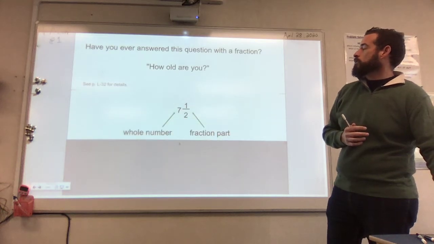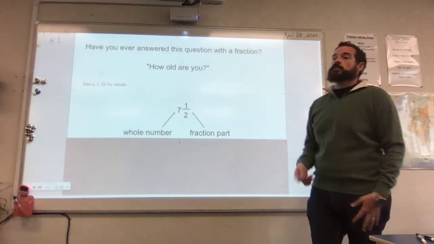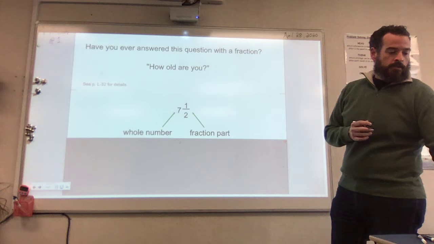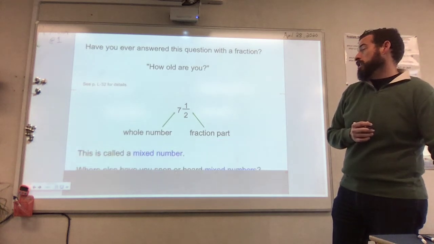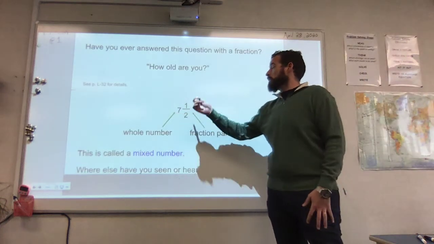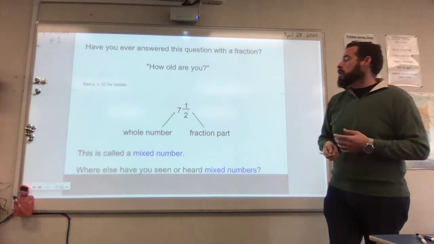7.5. If you notice, here is the whole number, which is 7, and there's the fraction, 1/2. So the reason that's called a mixed number is because it's got a whole number and a fraction. So anytime you have a whole number and a fraction, it's called a mixed number.